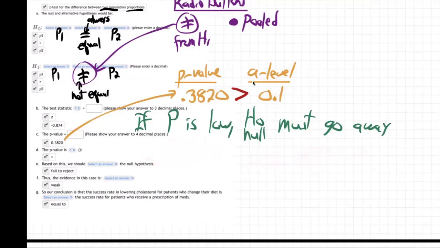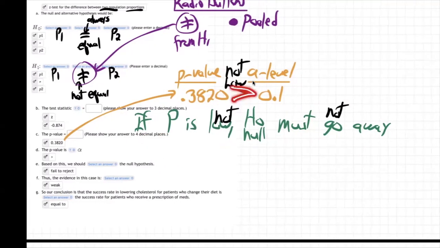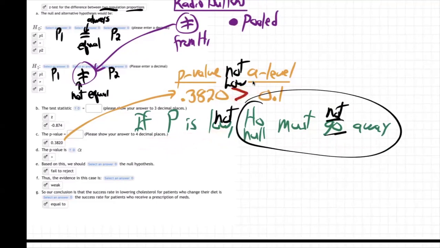So is our P low? Here's the p-value. No, it's greater. So our p-value this time is certainly not low. So then you've got to add nots here. Let's go back to the original statement. If the P is low, the null must go. But if the P is not low, the null must not go away. And that's us, because our p-value is greater. It's not low. So our conclusion: the null must not go away.